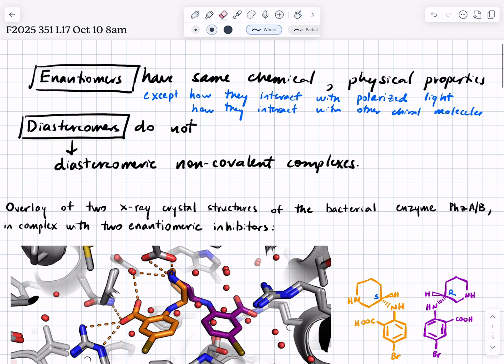So one of the reasons we care about whether two things are enantiomers or diastereomers is that enantiomers have to have the same chemical and physical properties, except how they interact with polarized light, and except with how they interact with other chiral molecules. I'm not going to say anything today about how enantiomers interact with polarized light. That's a subject that's covered in your chapter.